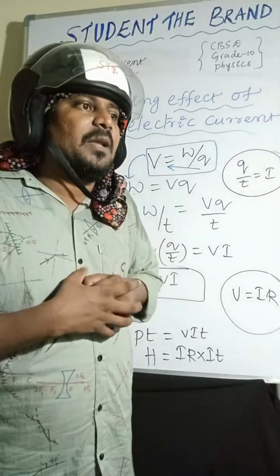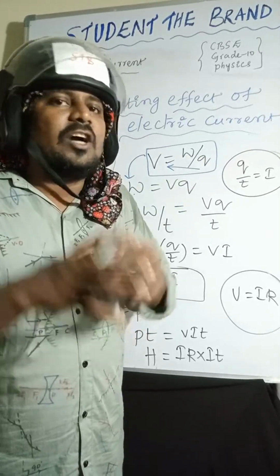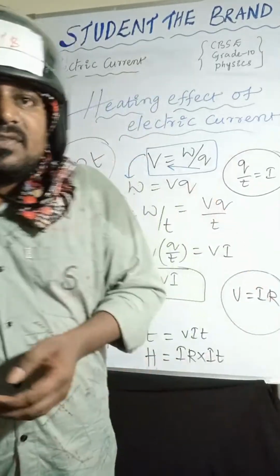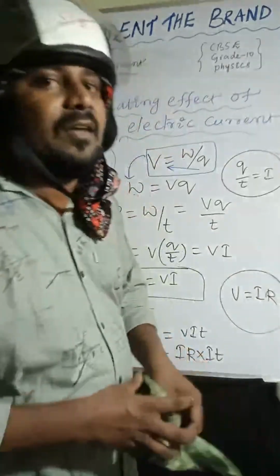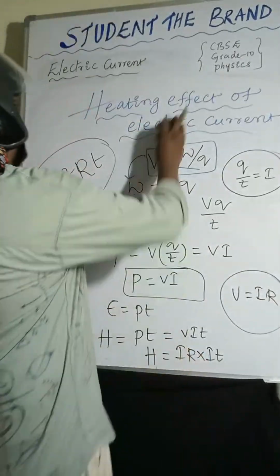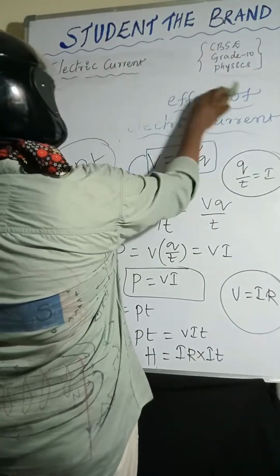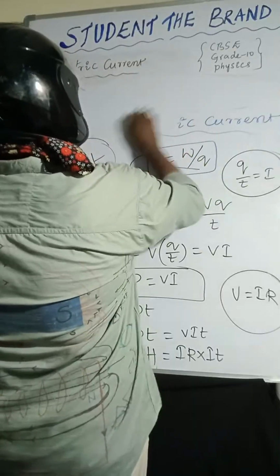And coming to one more point, we can take short circuit. Short circuit is nothing but the direct contact of live wire and neutral wire. Then a heavy amount of current will be drawn from the mains.